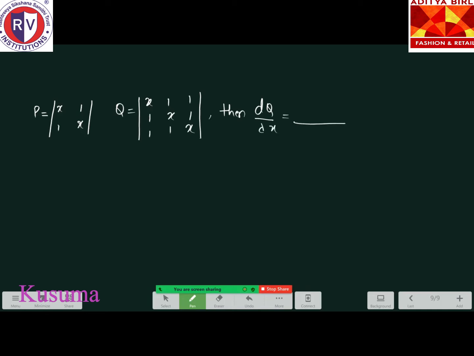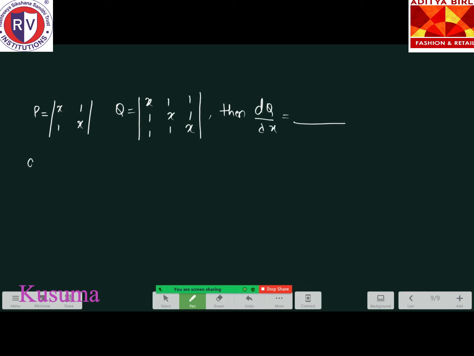So next question, in this P is given to be the determinant of x 1 1 x, and Q is given to be the determinant of x 1 1, 1 x 1, 1 1 x. Okay, so this is a 3 by 3 determinant. Then you have to find dq by dx. What is the value of dq by dx?